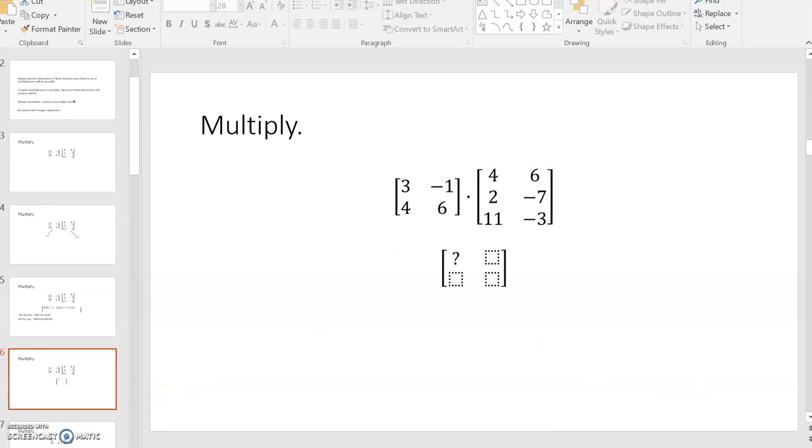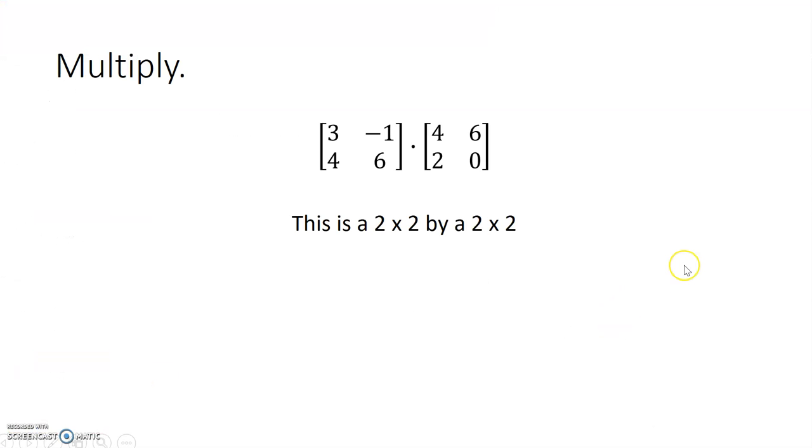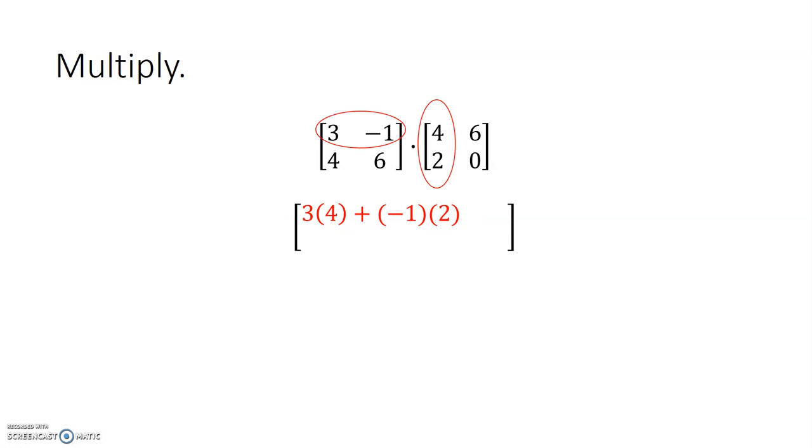Say that I went through this one. Here I have a 2 by 2 by a 2 by 2. So the inside numbers are the same, meaning the number of columns in the first matrix is the same as the number of rows in the second one. That means I'm good to go. I can do the multiplication.